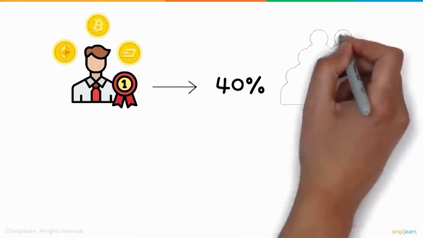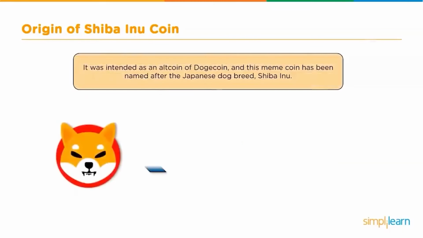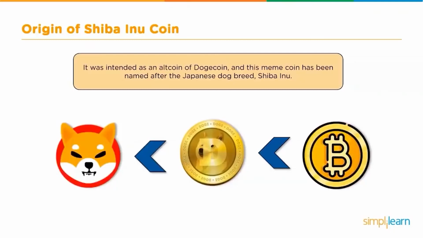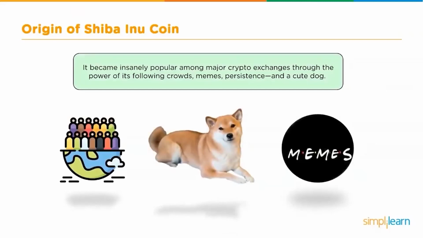So how did the Shiba Inu Coin originate? The Shiba Inu Coin was created in August 2020 by an anonymous person calling themselves Ryoshi, an Indian. It was intended as an altcoin of Dogecoin, which itself was created as an altcoin of Bitcoin. And this meme coin has been named after the Japanese dog breed Shiba Inu. It feels like the Shiba Inu coin was willed into existence and is now insanely popular among major crypto exchanges through the power of its following crowd, memes, and a very cute dog.